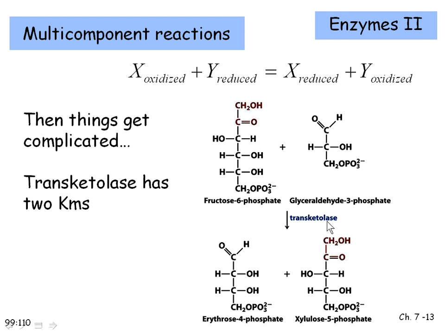Or here's an enzyme called transketolase. And what transketolase is going to do is take a 6-carbon sugar, chop off 2 carbons from its head, and plant them onto a 3-carbon sugar. And now we have a 4-carbon sugar left here and a 5-carbon sugar over there. We're going to see transketolase a lot when we get into carbohydrate metabolism. So clearly this enzyme has some kind of an affinity for fructose 6-phosphate and has some kind of an affinity for glyceraldehyde 3-phosphate. As a consequence, it has 2 Kms. It has 2 Michaelis constants. You have to be able to describe the affinity for everything it's going to bind, and so it has more than 1 Km.